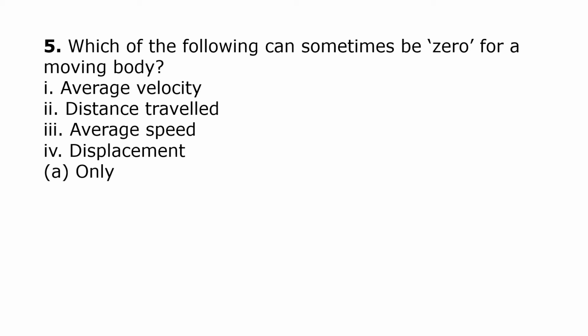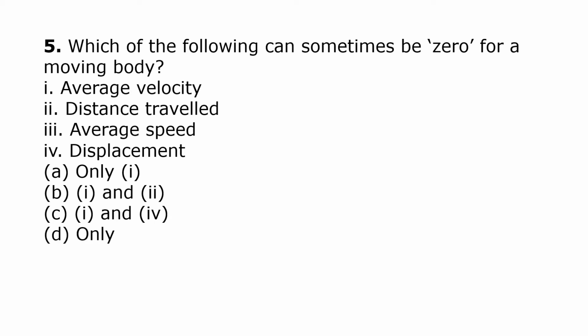Now let us see what options are given. Option A, only 1. Option B, 1 and 2. Option C, 1 and 4. Option D, only 4. So here we can select option C. If displacement is becoming 0, average velocity also will become 0.